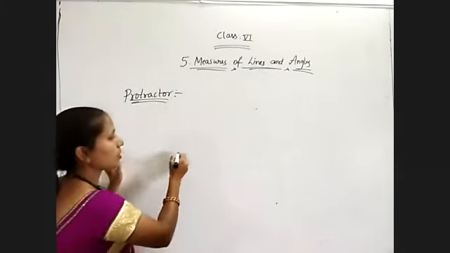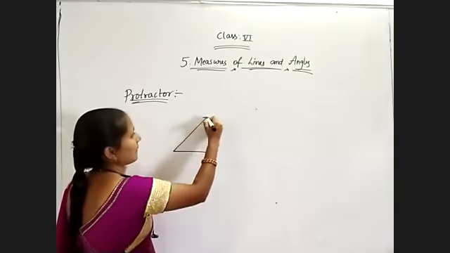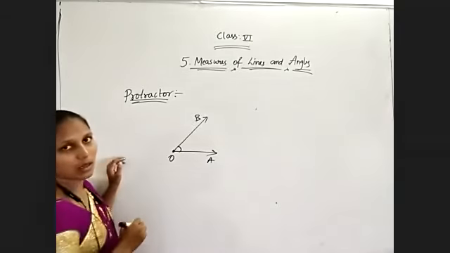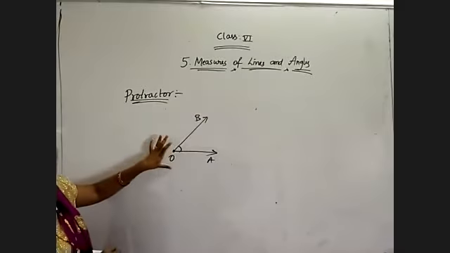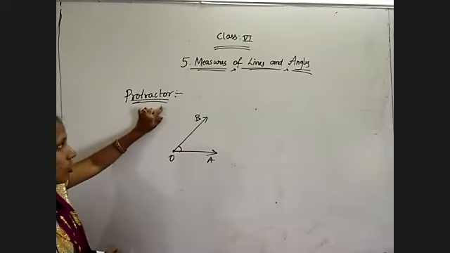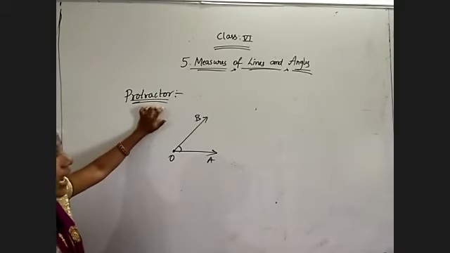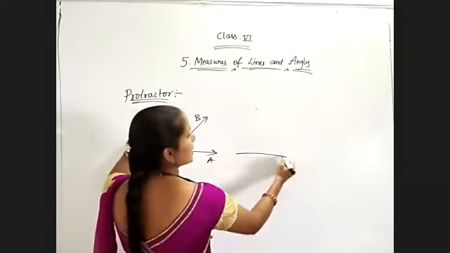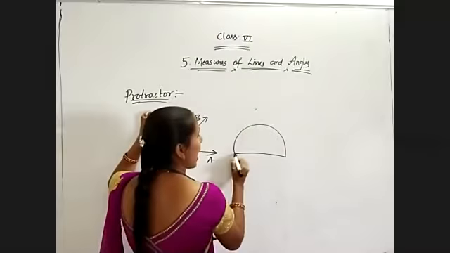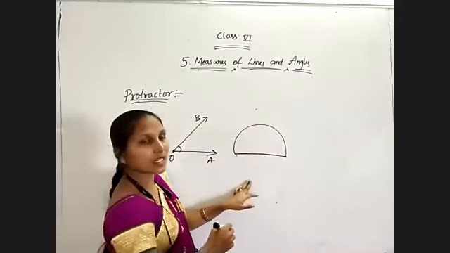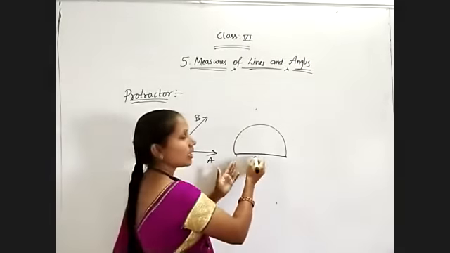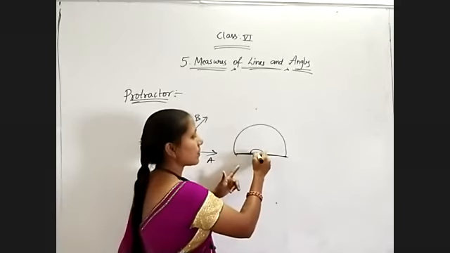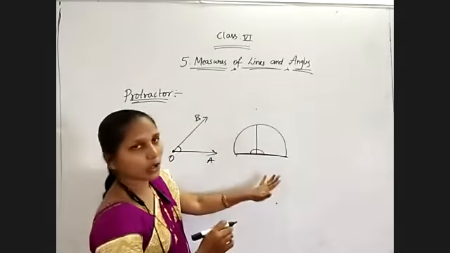Now observe, suppose I have the angle like this. I don't know what the measure of this angle is. Okay. So now I want to find out its measurement. To measure that angle, we have the instrument called protractor. Protractor is in semicircle shape. Half of the circle means how many degrees does it have? Only 180 degrees. A straight line, no.